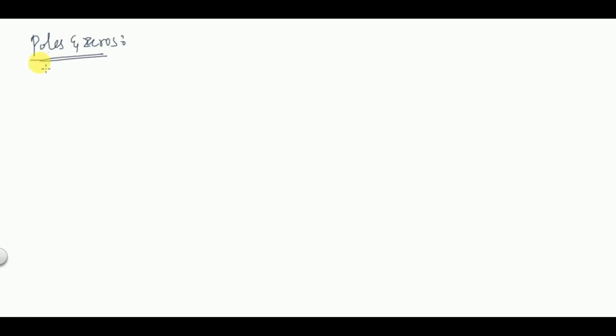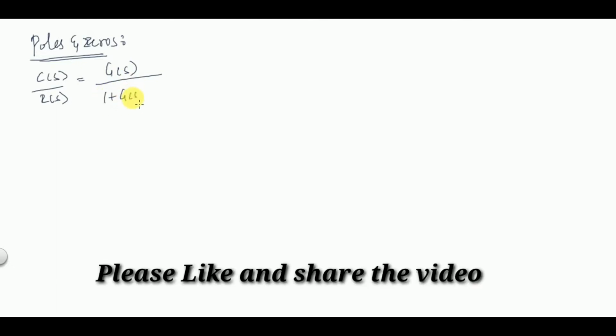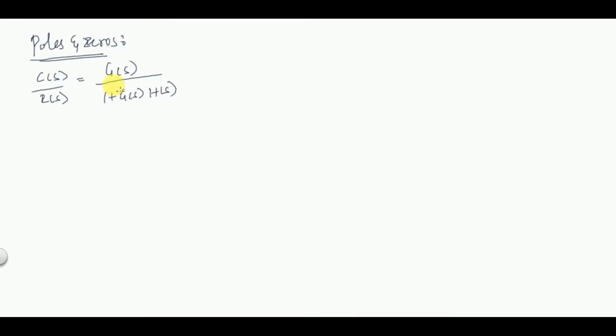Generally, the transfer function of a feedback system, with negative feedback especially, is given by G(s) / (1 + G(s)H(s)), as I have told you already. G(s) is the open loop transfer function, H(s) is the feedback unit, and its transfer function is given by this formula.